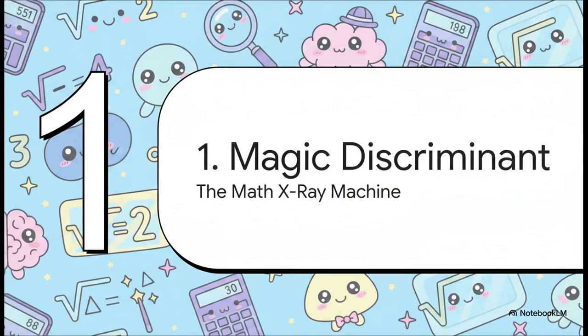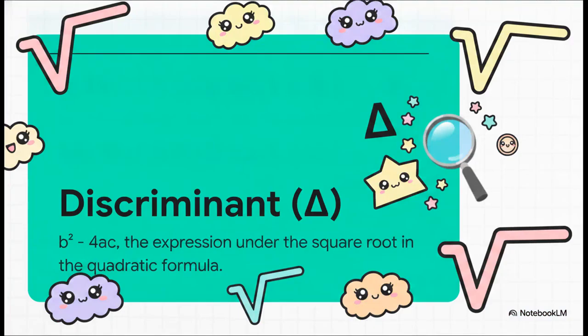Section 1. The Magic Discriminant. So, to solve this mystery without doing all the hard, tedious math every single time, we use a very special time-saving tool. Instead of grinding through the entire massive quadratic formula, we can use what's essentially a math X-ray machine. It's this tiny, specific fragment of the formula, b squared minus 4ac, and it's known as the discriminant, often represented by the Greek letter delta.